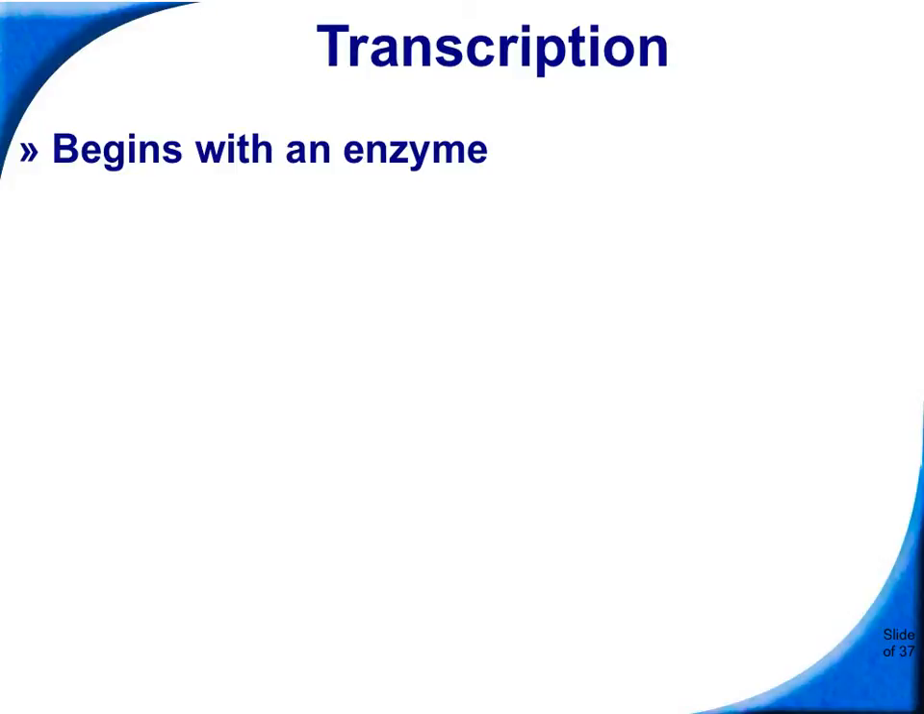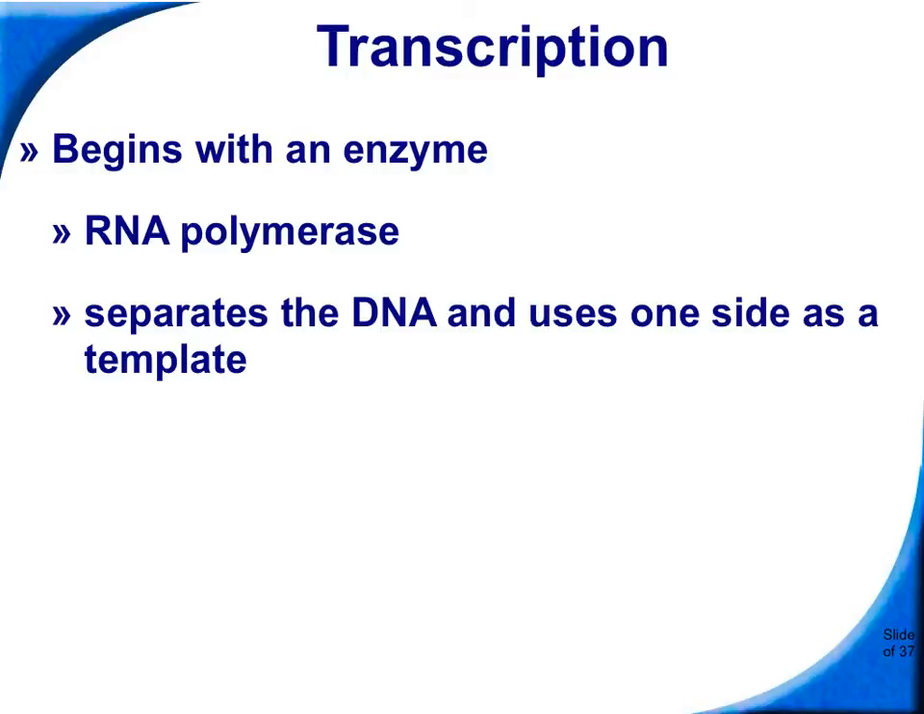Just as we needed an enzyme to allow DNA to replicate, in order to transcribe DNA we also need an enzyme. But our enzyme this time is a new one: RNA polymerase. RNA polymerase is going to do many of the same things that DNA polymerase does. It's going to go in and separate the DNA, so we're not using DNA helicase, we're using RNA polymerase. And then when the DNA is separated, only one strand of DNA will be used as a template. So we're making only one piece of RNA out of our double-stranded DNA.